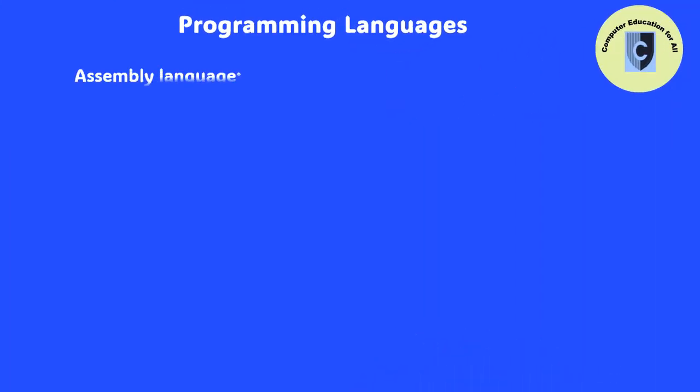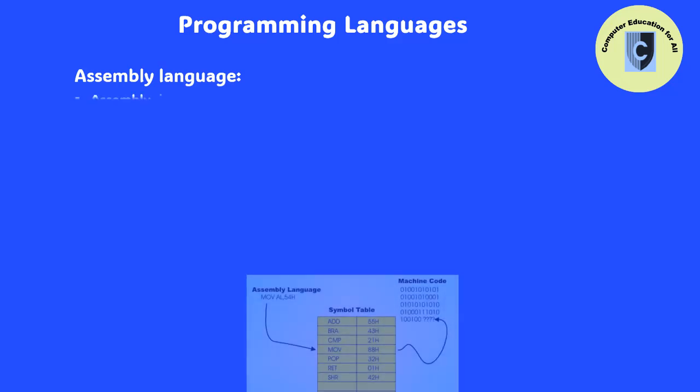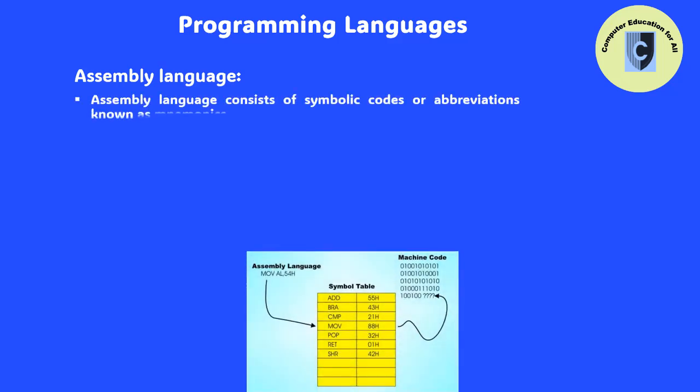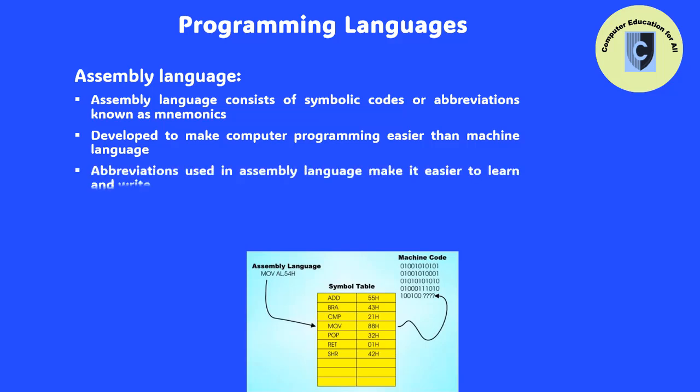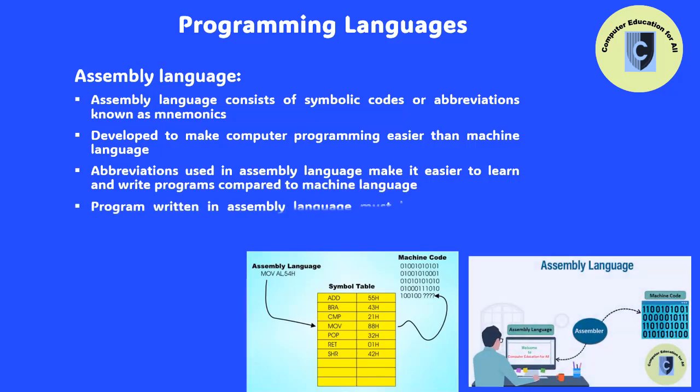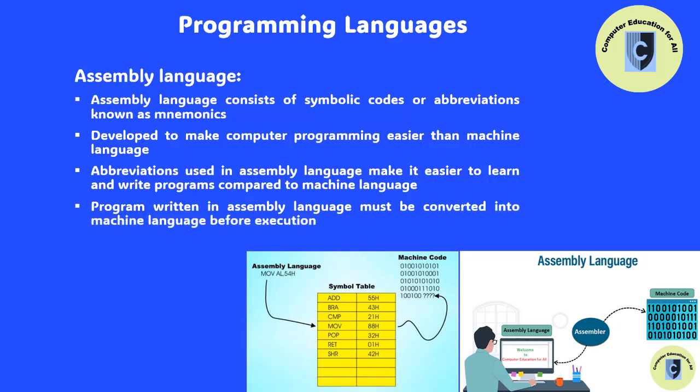Assembly language consists of symbolic codes or abbreviations known as mnemonics. It was developed to make computer programming easier than machine language. The abbreviations used in assembly language make it easier to learn and write programs compared to machine language. A program written in assembly language must be converted into machine language before it is executed by computer. A program known as assembler is used to translate assembly language into machine language.